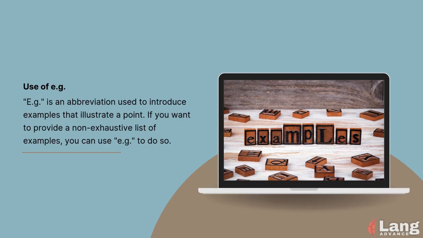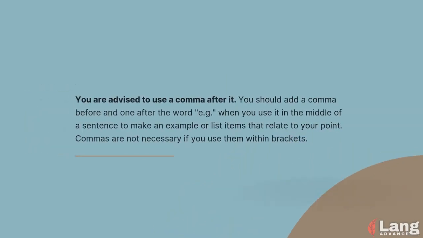Use of e.g. or exempli gratia. e.g. is an abbreviation used to introduce examples that illustrate a point. If you want to provide a non-exhaustive list of examples, you can use e.g. to do so. You are advised to use a comma after it. You should add a comma before and one after the word e.g.